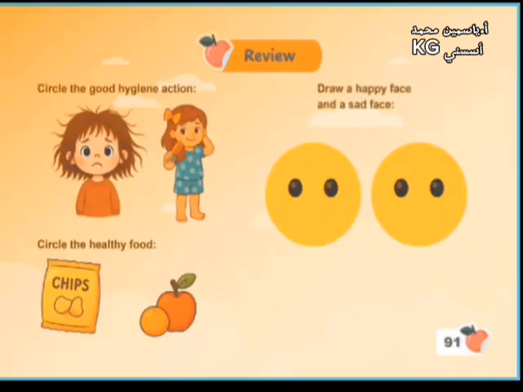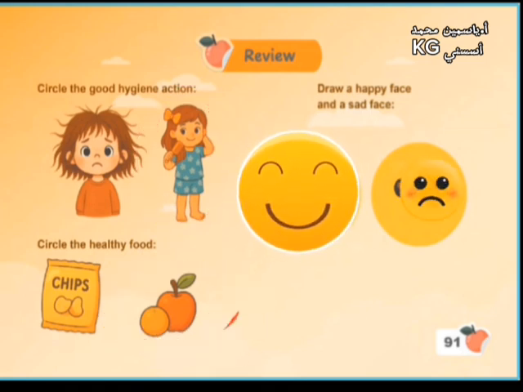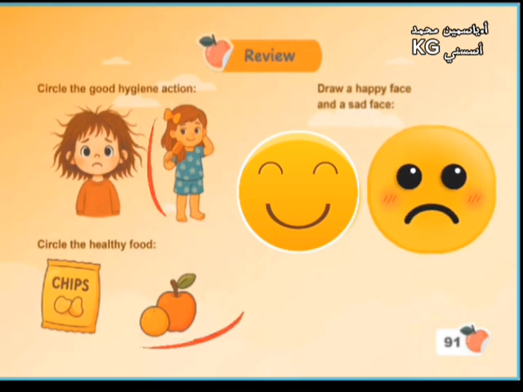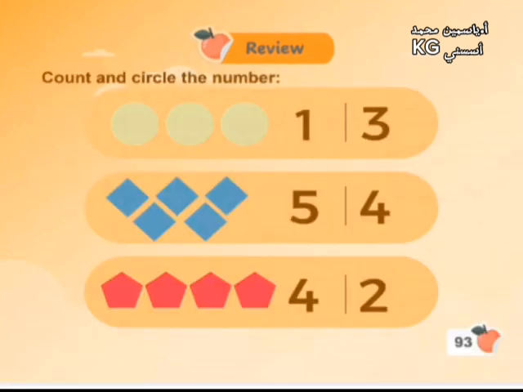Page 91. Circle the good hygiene action. Circle the healthy food. Draw a happy face and a sad face. Page 92. Circle the correct letter, then trace. C, cap. N, night. D, dress. P, pants. Page 93. Count and circle the number.